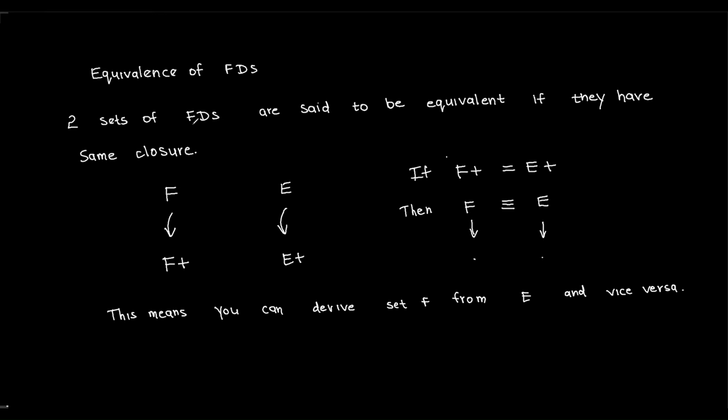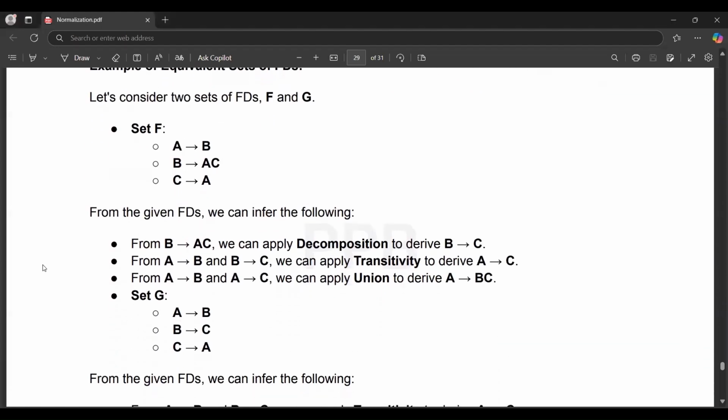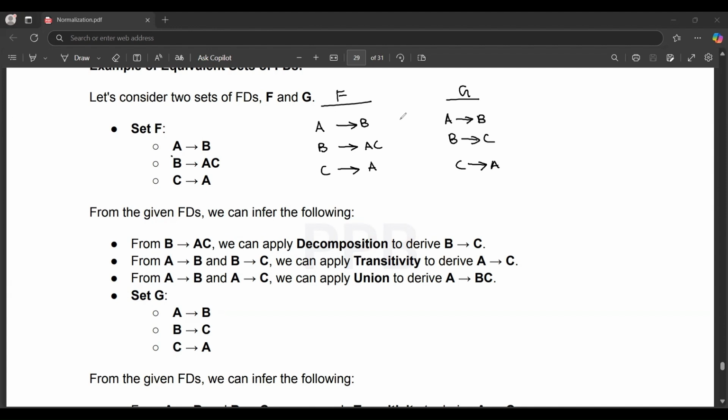So let's look at an example. They are saying A functionally determines B, B functionally determines AC, and C functionally determines A. This is F. And there is another set G that says A functionally determines B, B functionally determines C, and C functionally determines A.